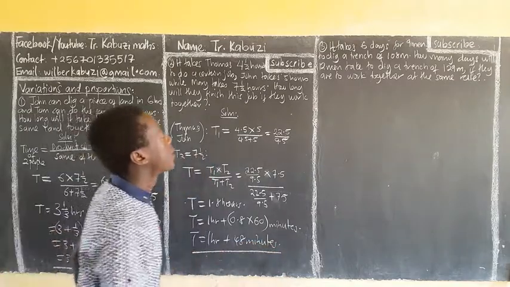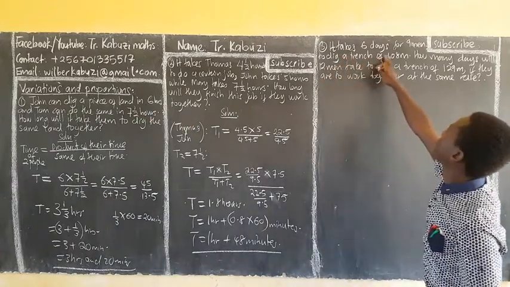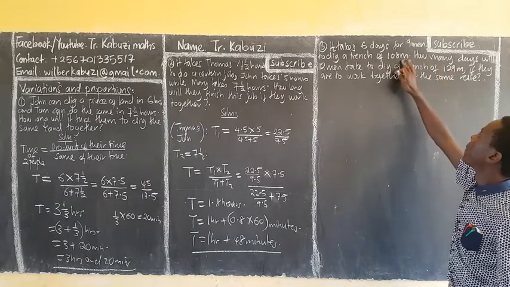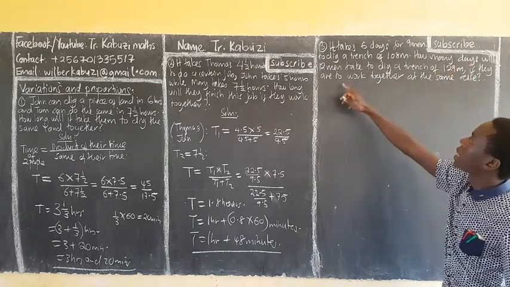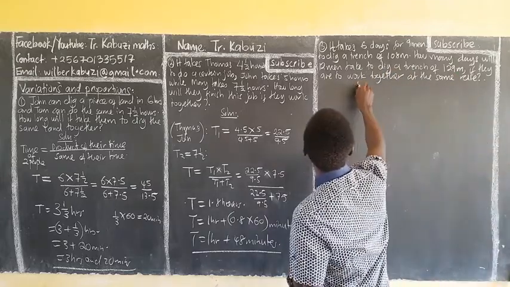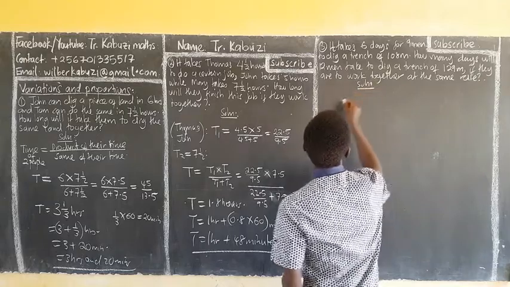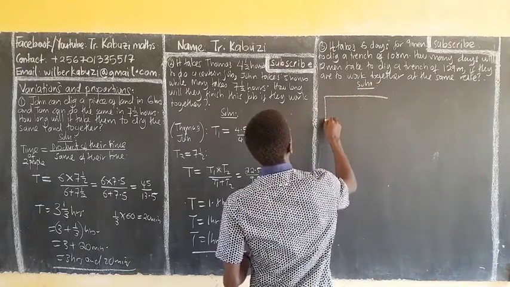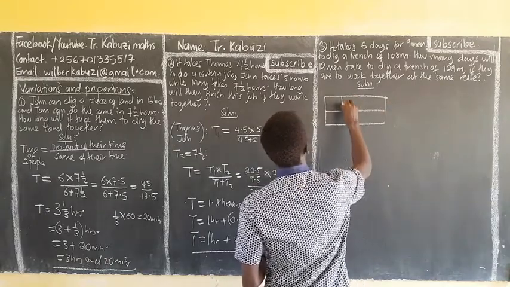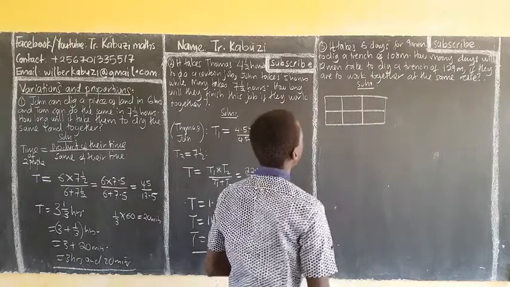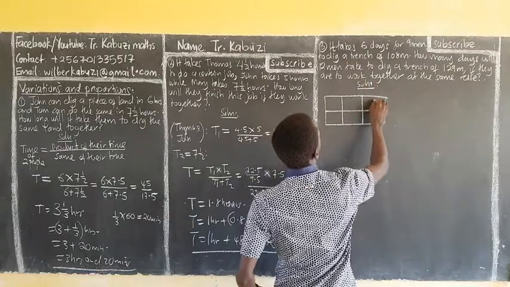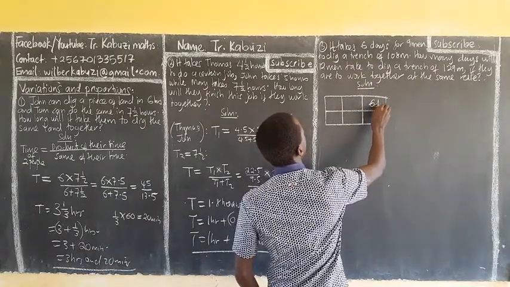Simple as that. So here we also have, it takes 6 days for 9 men to dig a trench of 108 meters. How many days will it take 12 men to dig a trench of 129 meters? So here the solution is very easy. I'm going to be giving you two solutions. What you do, you draw a table. What they are asking for is what you end with in this table. So they are asking for the number of days.